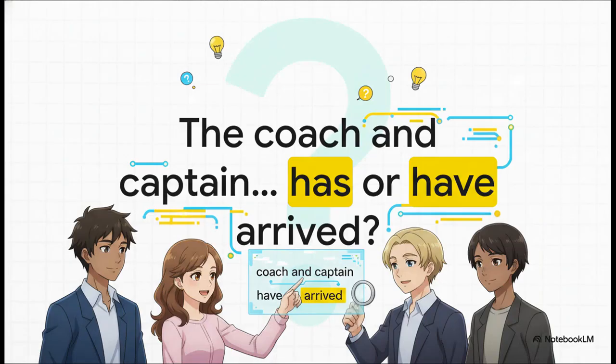Okay, let's just jump right in with a classic puzzle. Look at this sentence. The coach and captain of the team, should it be has or have arrived? Do you need a singular verb, has, or a plural one, have? Stick around, because by the end of this explainer, you're going to know the answer, no problem at all.